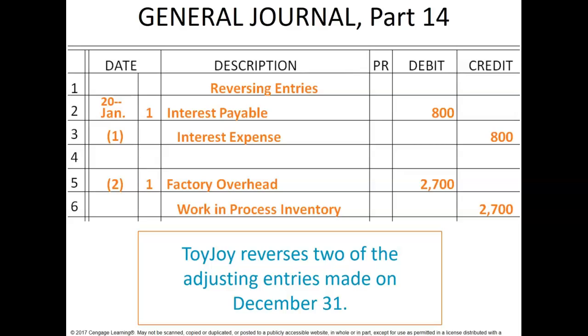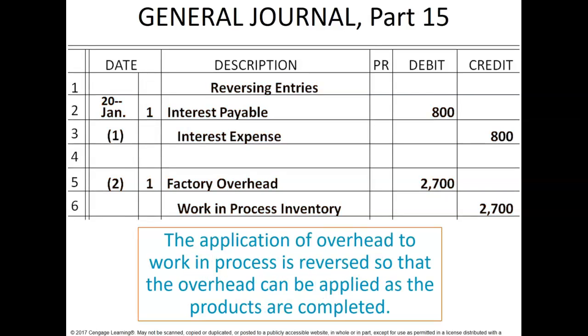Toy Joy reverses 2 of the adjusting entries made on December 31st, the interest payable and interest expense, and the factory overhead and the work in process inventory. This was something we had done 1 or 2 chapters ago and talked about how we basically reverse those so that overhead can be applied as the products are completed. So essentially we reverse them and then we close them and reverse them back.